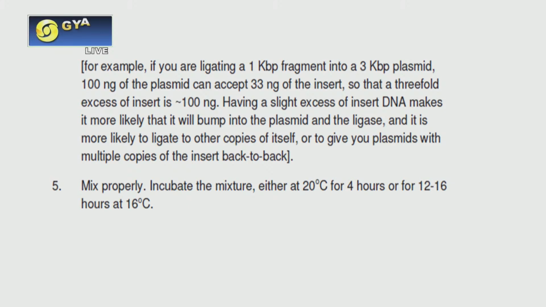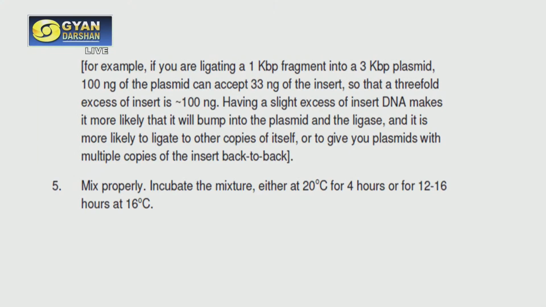So 100 nanogram of the plasmid can ideally accept 33 nanogram of the insert. But we have to use 3-fold excess of the insert. That means 33 into 3, that is 99 nanogram, which is almost equivalent to 100 nanogram. So in this case, if you are ligating a 1 kilobase pair fragment into a 3 kilobase pair plasmid, and if your plasmid DNA is 100 nanogram, then your insert DNA will also be 100 nanogram, because 99 nanogram and 100 nanogram is close.